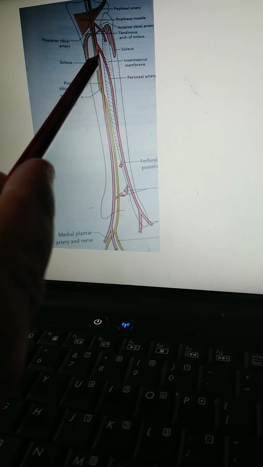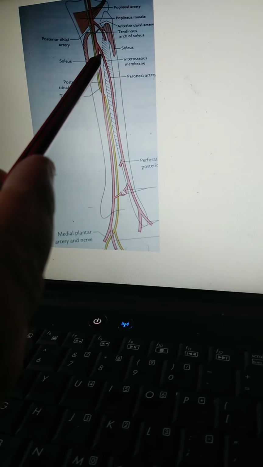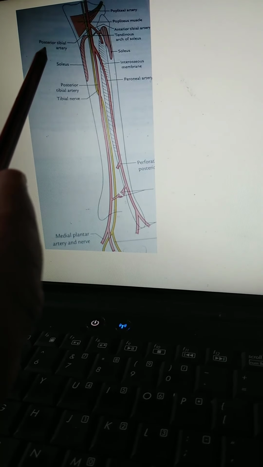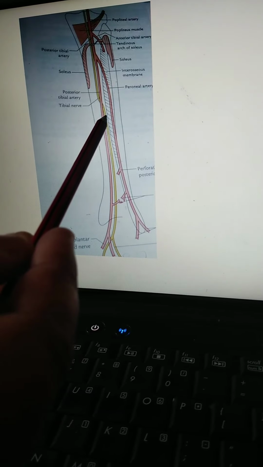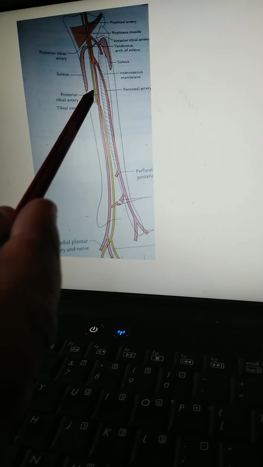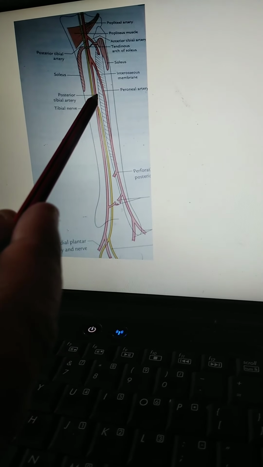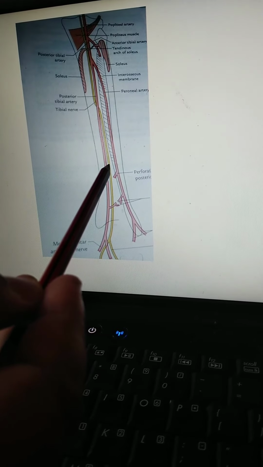Its course and relations in the leg are similar to that of the posterior tibial artery. In the leg, the nerve is medial to the artery at first, and then it crosses posterior to the artery from medial to lateral and then runs along the lateral side of the artery. It terminates deep to the flexor retinaculum by dividing into medial and lateral plantar nerves.